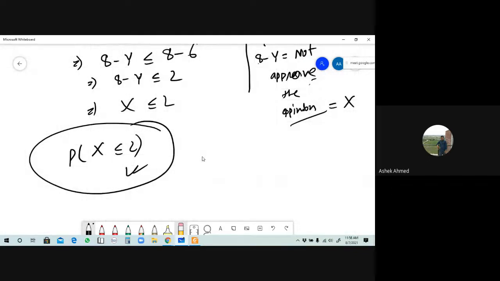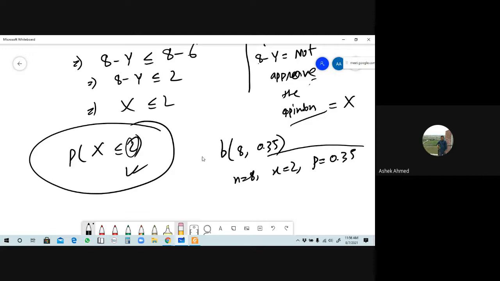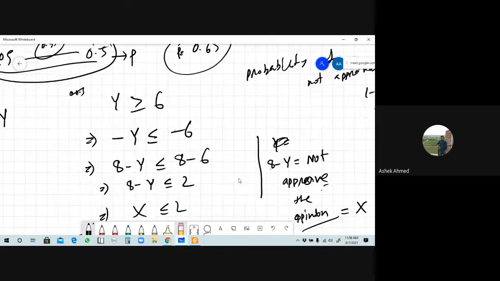Okay, now we will find out the value of the binomial b(2; 8, 0.35). Here the value of n is 8, x is 2, and p is 0.35. If you want to find this value from the table, then look at this value, and this result will be the same here.